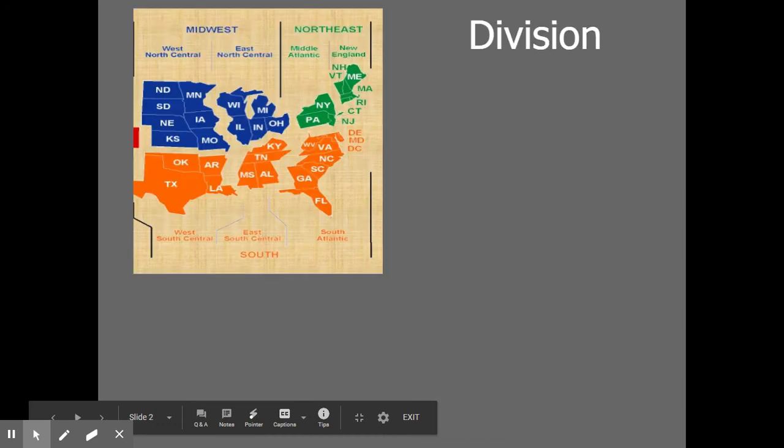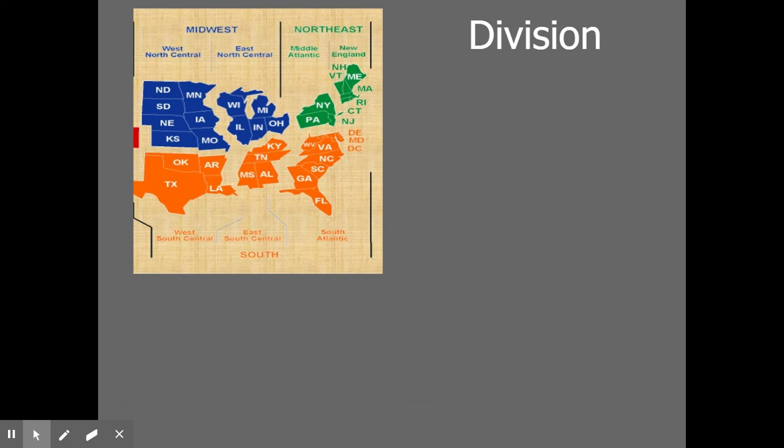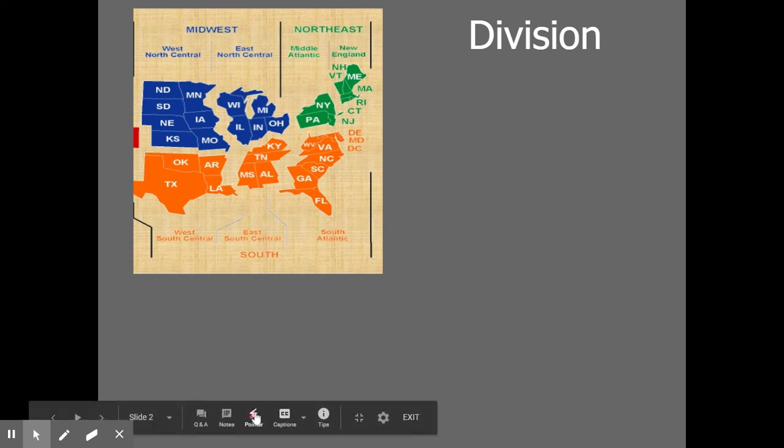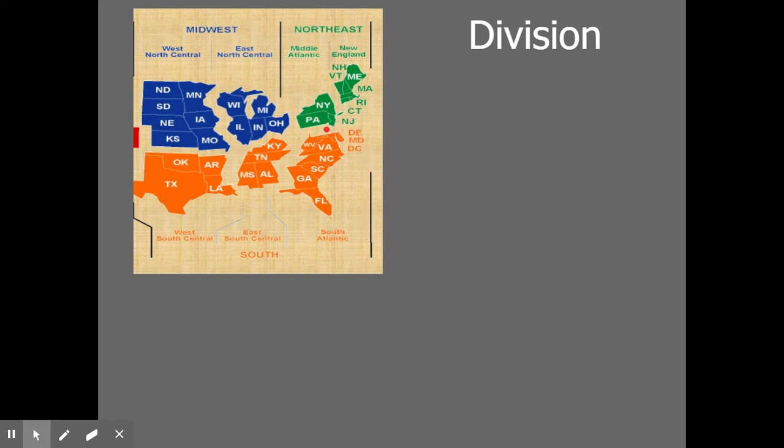All right, so take a look at this graphic because this graphic is actually really important. Okay, so all of these states down here in orange were considered to be part of the South. Then in the North, you're kind of divided a little bit. You've got the Northeast here, which is in green, and then you've got the Midwest states up here.